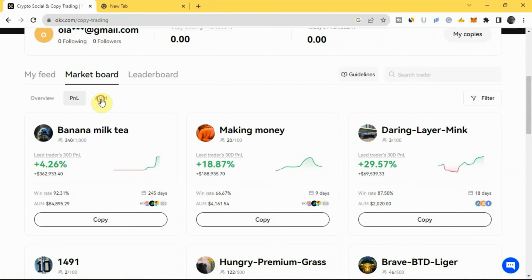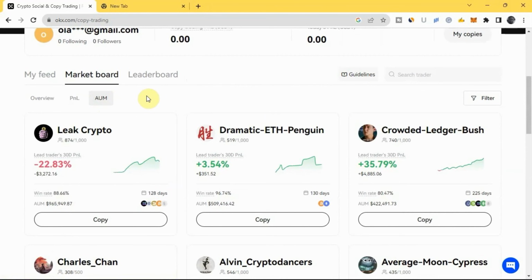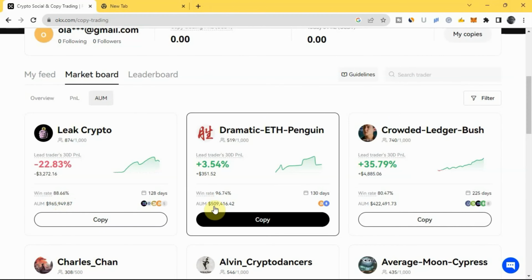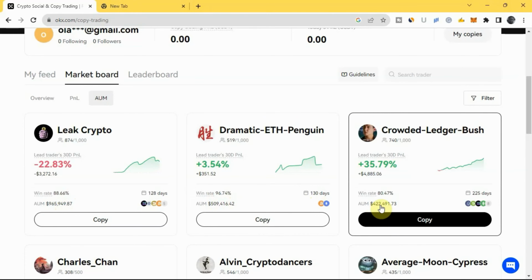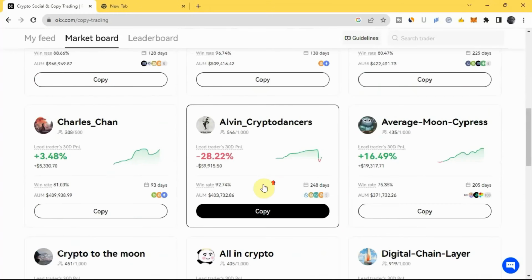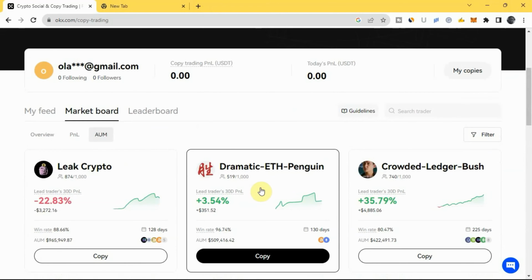But this AUM means assets under management. So if you want to see the person who is handling the highest asset or the highest amount of money, you can go under AUM. You can see this first person right here is handling assets of about $965,000. That's almost $1 million. That's a lot. The second person is handling assets of about $509,000. That's a little bit above $500,000. And right here, this person is handling $422,000. If you scroll down, you'll see how much each person is also handling. So you can pick based on the assets under management for the trader, or you can pick based on the profit each trader is making.